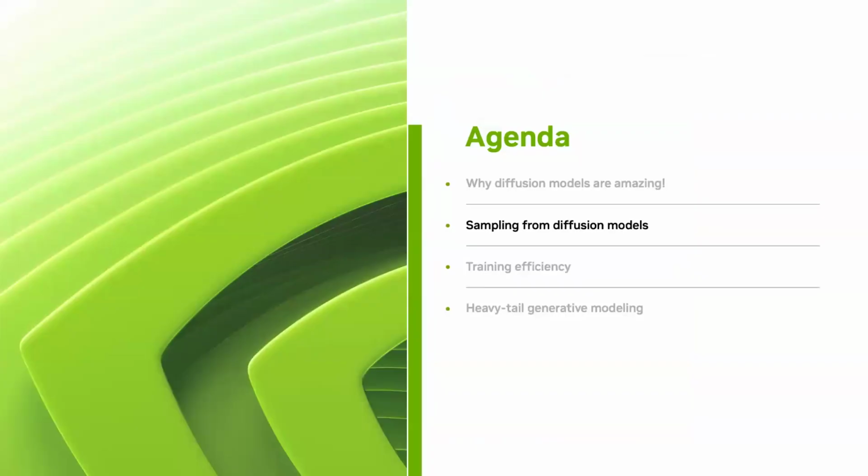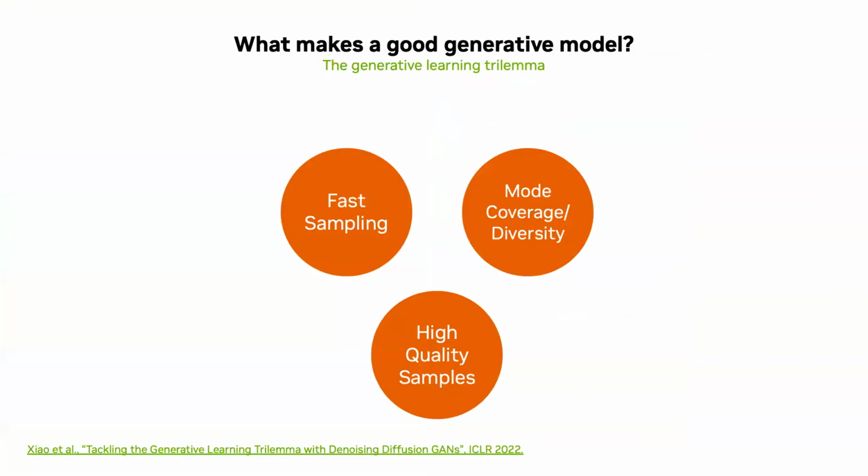Anyway, so let's go to problems with diffusion models. I want to spend most of the time on sampling from diffusion models. Earlier, Jiaming was showing this trilemma, the generative learning trilemma. We actually advocated this in the ICLR 2022 paper. We had a flipped version of that. We had it the other way around.